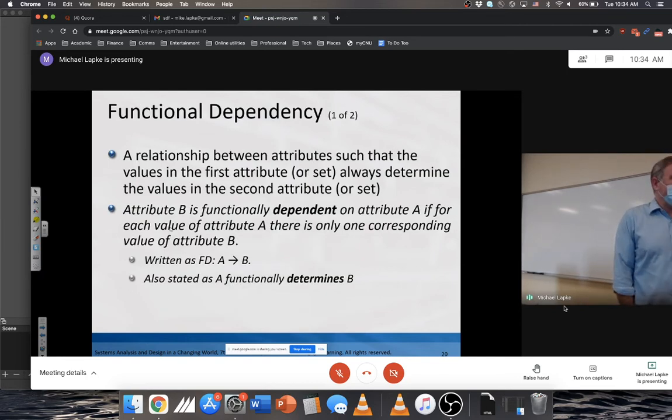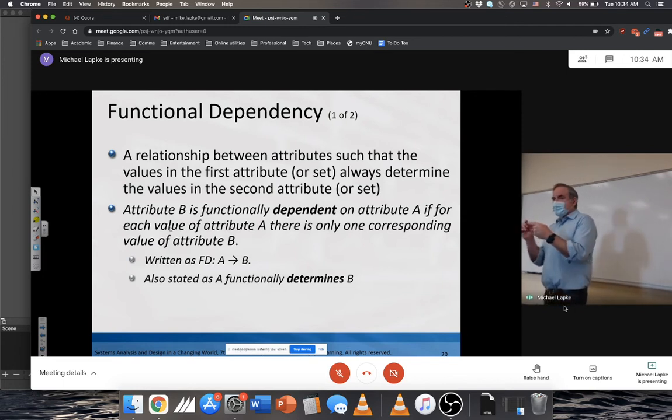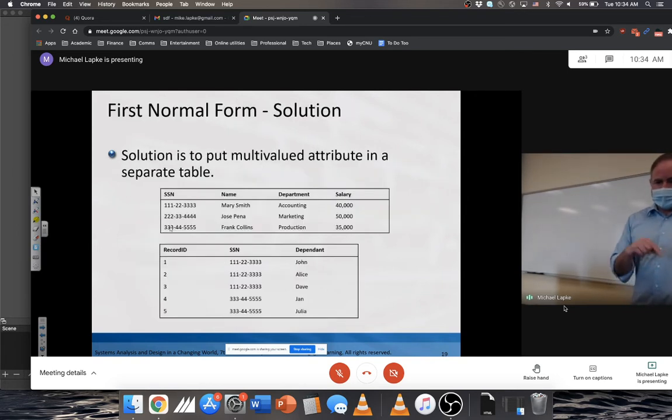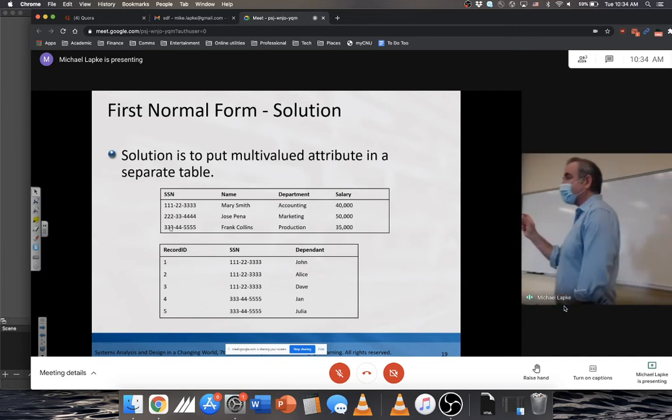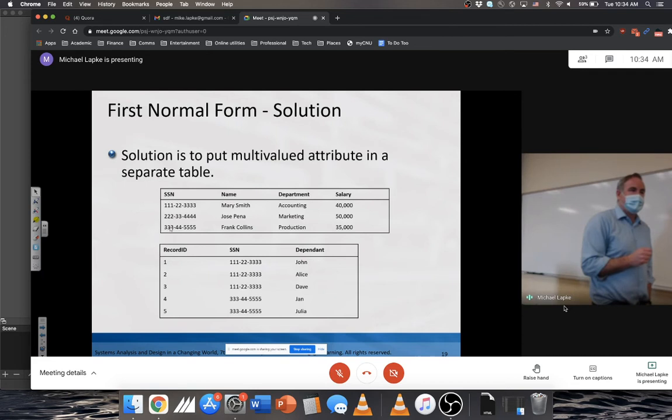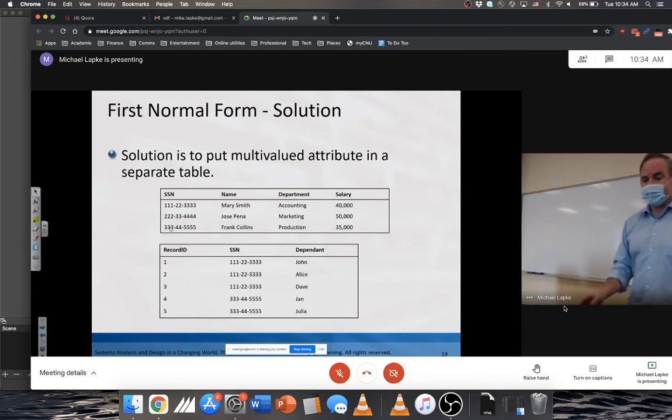So before we move into second normal form, let's talk about functional dependency. Functional dependency is where you look at the attributes themselves and see, are they specifically tied to another attribute? Is my value as an attribute dependent on the value of another attribute? Going back to the example for first normal form, is the value Mary Smith, her name, tied to her social security number? Yes. Mary Smith is 111-222-3333. So there is functional dependency there.